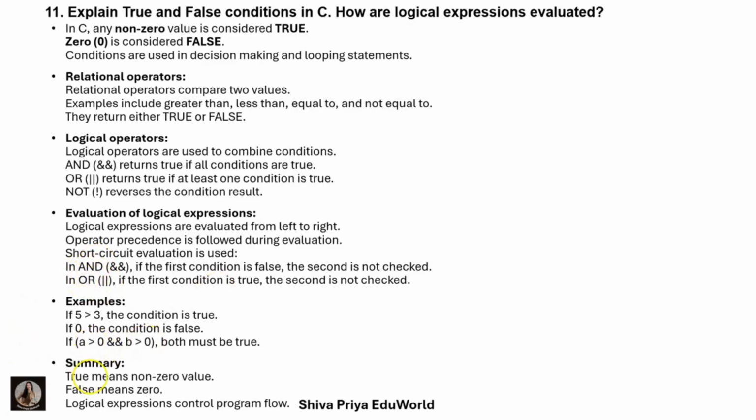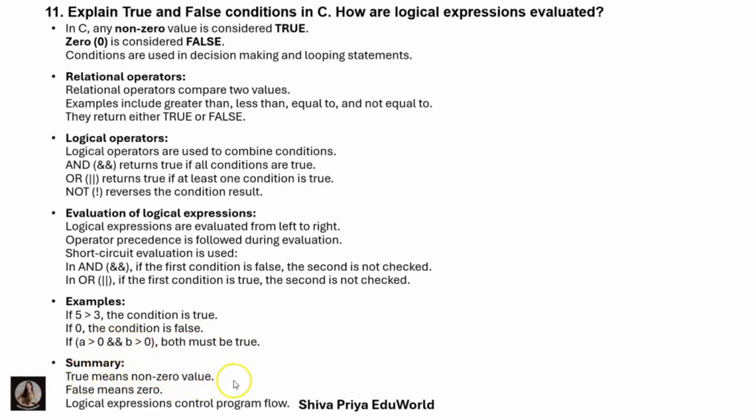Let's see the examples. If 5 is greater than 3, the condition is true because 5 is really greater than 3. That's why the condition is true. If 0, the condition is false. 0 means it is false. If A is greater than 0 and B is greater than 0, both must be true. Then only and will return true. Clear?